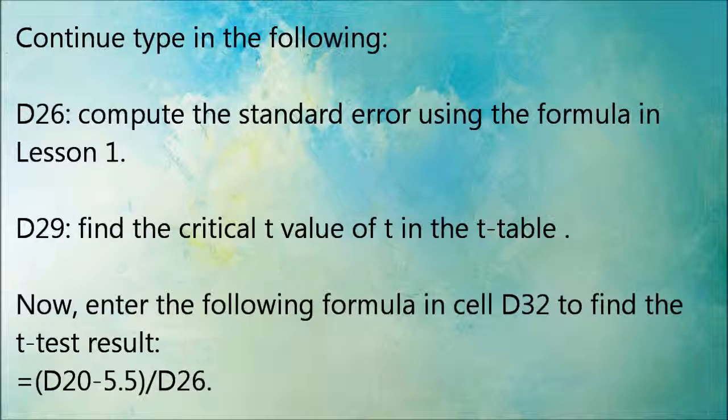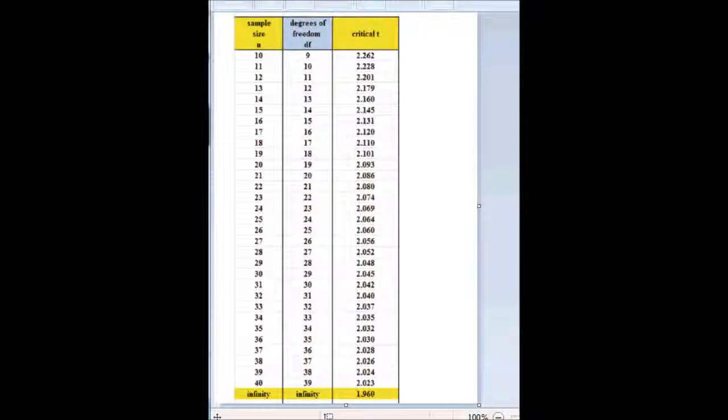Continue typing in the following to compute the standard error, critical t-value and t-test result. Let's go to the t-table, and obtain the critical value. The sample size is 124, therefore, we look at the value at infinity. The corresponding t-value in this case is 1.96.